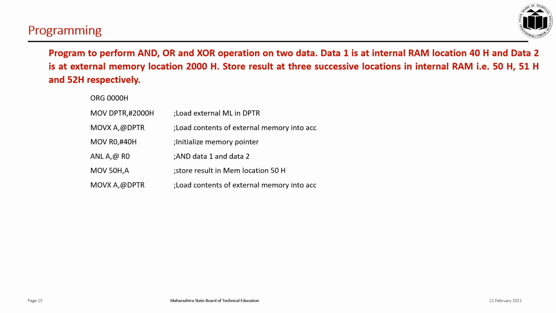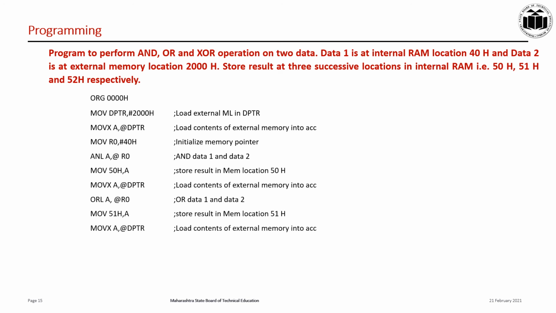MOVX A, @DPTR. Load contents of external memory location into accumulator. ORL A, @R0. This instruction will perform OR operation on data pointed by the register R0 and the content of accumulator, and result will be stored in accumulator. This result will copy to memory location 51H by using instruction MOV 51H, A.